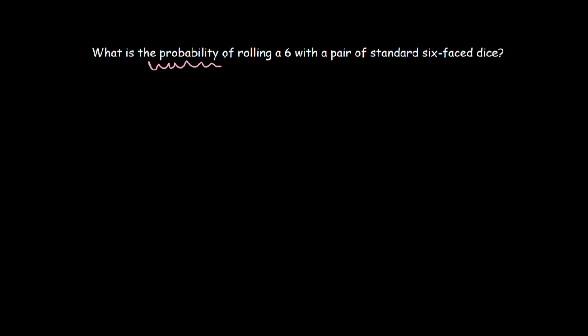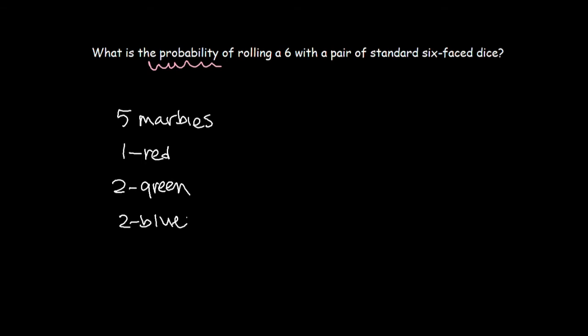So for example, this is a very easy example that you should be able to understand quickly. If there is a bag that has 5 marbles in it, 1 red marble, 2 green marbles, and 2 blue marbles, and you want to figure out the probability of choosing a green marble out of the 5 marbles in the bag, it's simply 2/5. That's the answer.